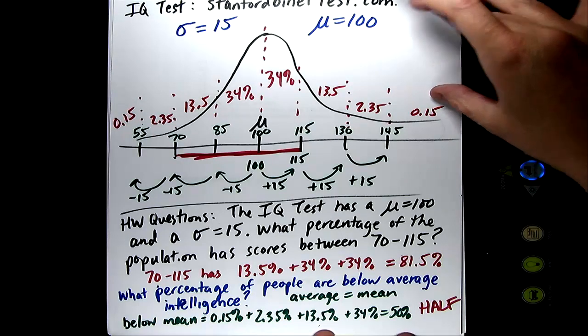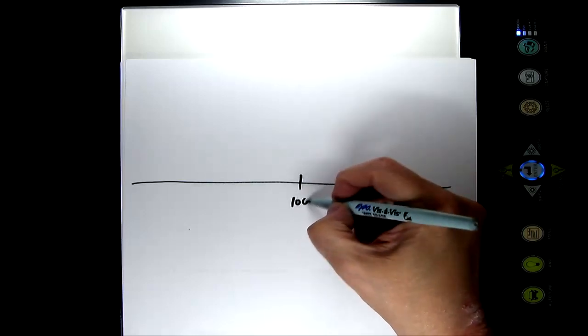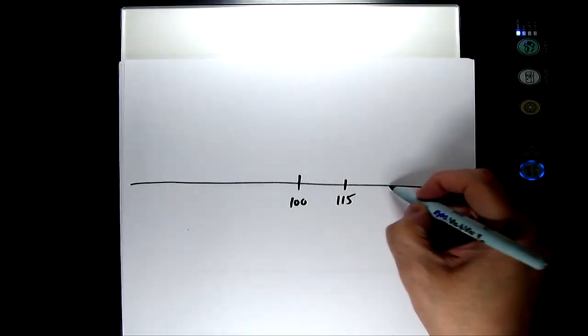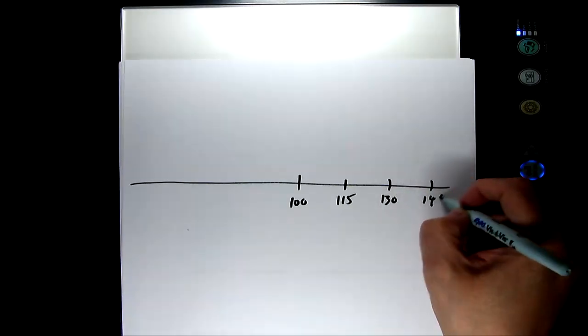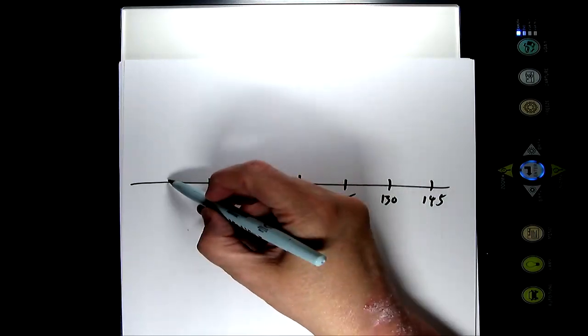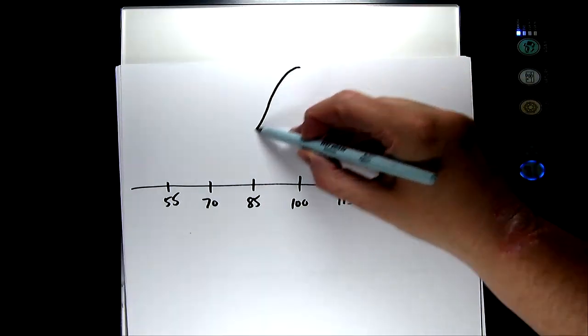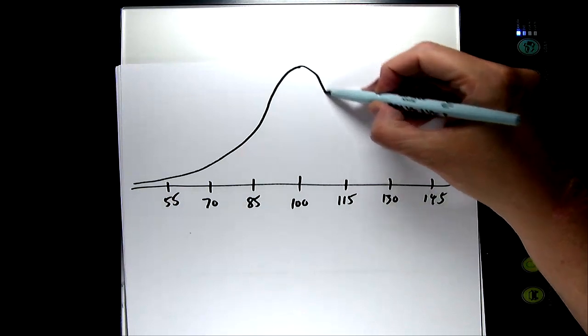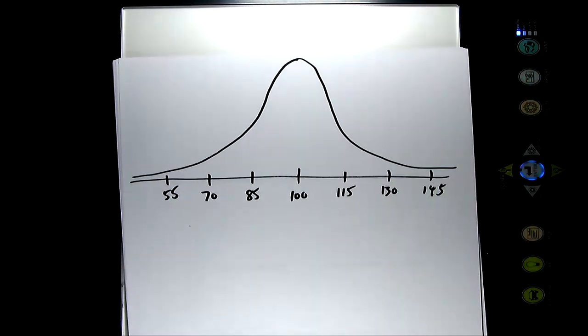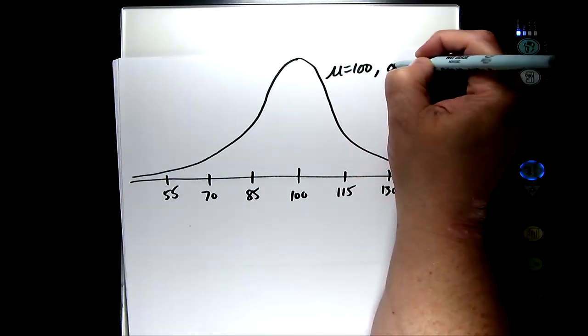All right, so standard deviation, there's a couple ways of looking at this. I'm going to draw the number line again real quick. We had 100, 115, 130 and 145. And the chart we had was like that. So the black line is a mean of 100, standard deviation of 15.